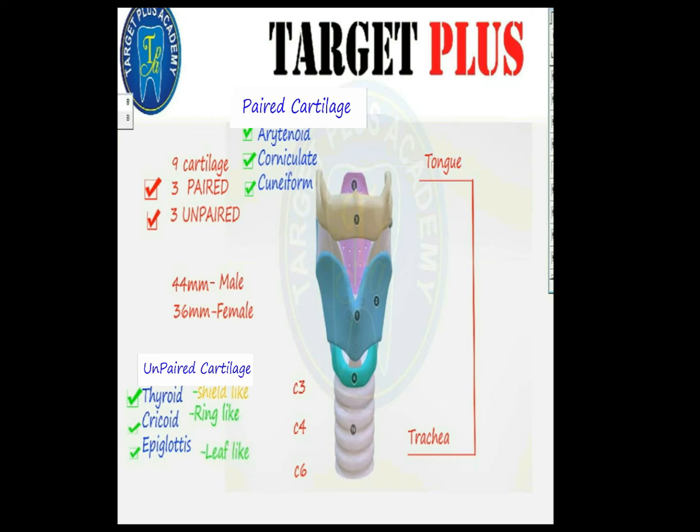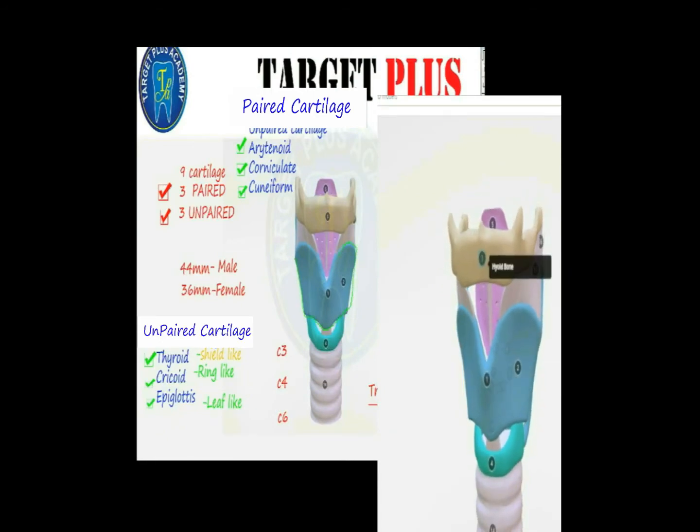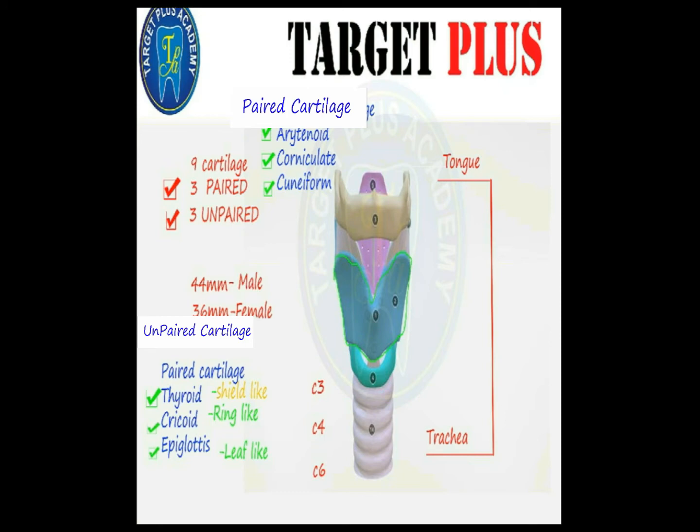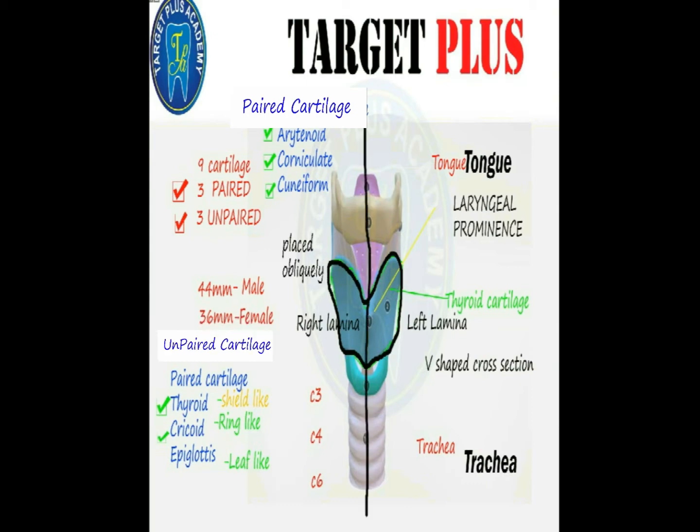part. Now the first is the thyroid cartilage. Let us discuss the features of thyroid cartilage. Now this structure shown represents the thyroid cartilage. It is V-shaped in cross section. So you can clearly see this V-shape in cross section. It consists of a right lamina and a left lamina. Each lamina is quadrilateral. The laminae are placed obliquely relative to the midline. Their posterior borders are far apart, but the anterior borders approach each other at an angle of 90 degrees in the males and about 120 degrees in the females.